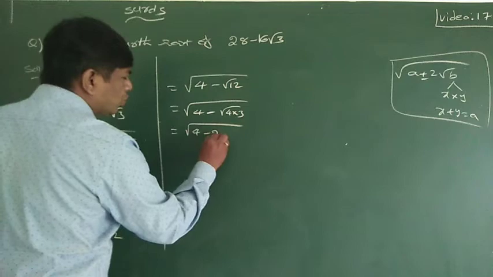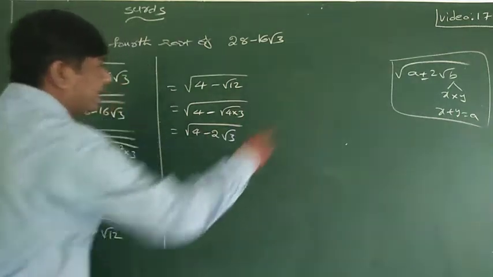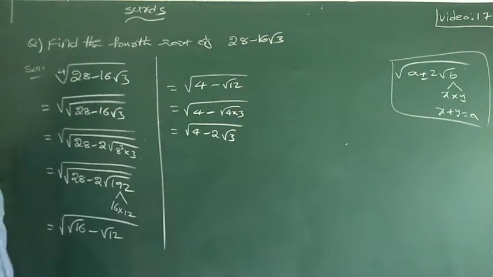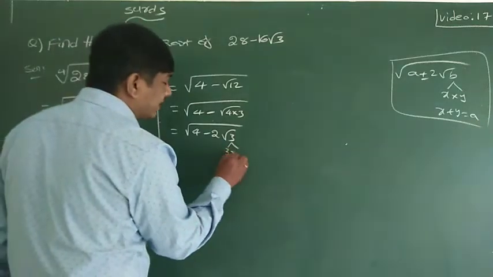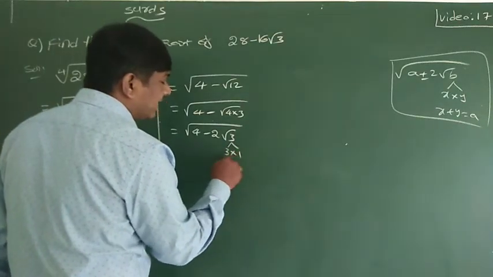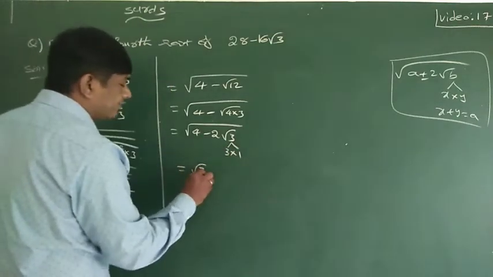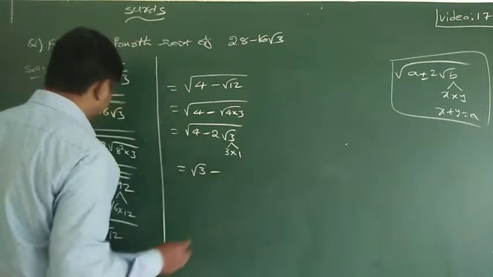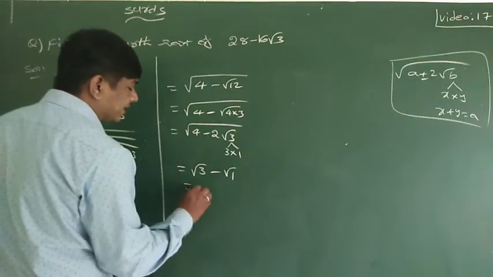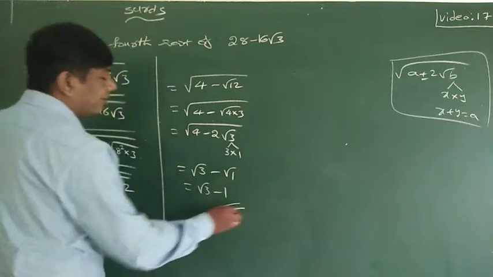Then 4 minus 2 into root 3. Again I made it in this form only: a plus or minus 2 into root 3. Again factors of 3: 3 1s are 3, 3 plus 1 is 4. So square root of 3, since here it is minus, square root of 1, that is equal to root 3 minus 1.